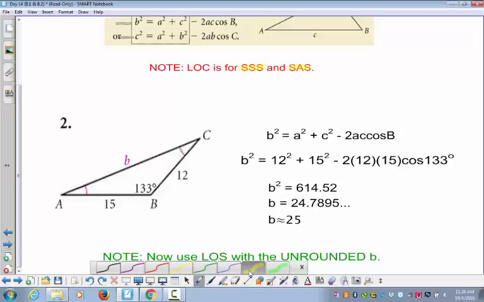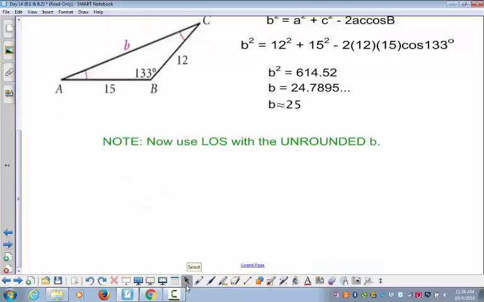So here is an SAS situation. We are going to look at the side opposite of angle B. So B squared will equal A squared plus C squared minus 2 times AC cosine B. So this one, I just worked it out for you, just plugged it in. We have two sides plugged in, cosine of that angle, not sine, remember it's cosine, and we get the side B is 25. Okay, so now we have two more pieces of information to find. We have to find angle A and angle C.